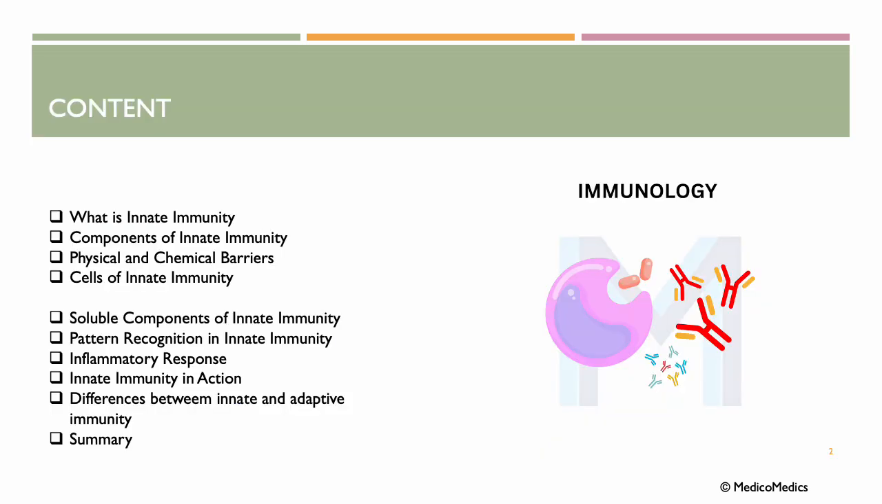In this lecture, we will dive deeper into the concept of innate immunity, talk about its components, differentiate between physical and chemical barriers, talk about the main cells of innate immunity, soluble components of innate immunity, and pattern recognition in innate immunity. Furthermore, we will briefly mention the inflammatory response, the innate immunity in action. We will differentiate between innate and adaptive immunity and end with a summary.